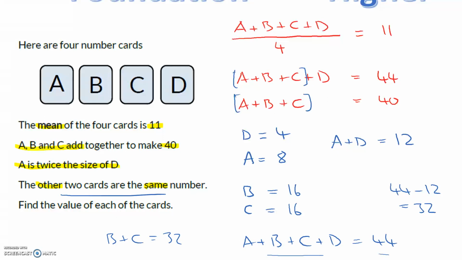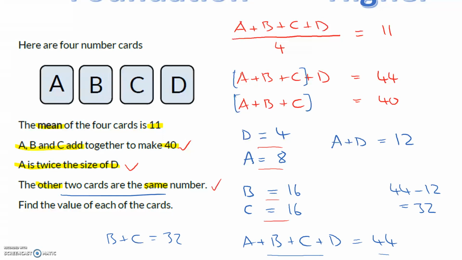Now, it's always a good idea to check we've got it right. Let's run through with our suggested numbers. A is 8, B is 16, C is 16, D is 4. Do those numbers work out? A, B and C add together to make 40. 16 plus 16 is 32, plus 8 is 40, that one checks out. A is twice the size of D, well 8 is twice the size of 4, that checks out. The other 2 cards have the same number, checks out.